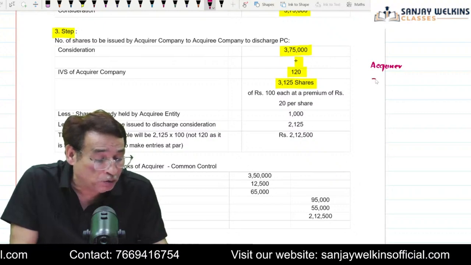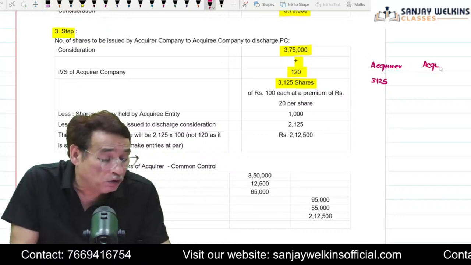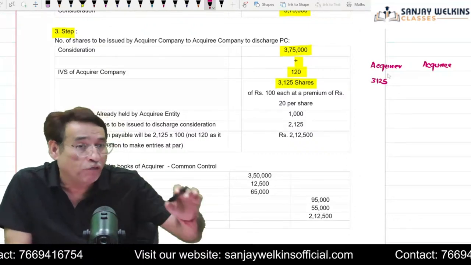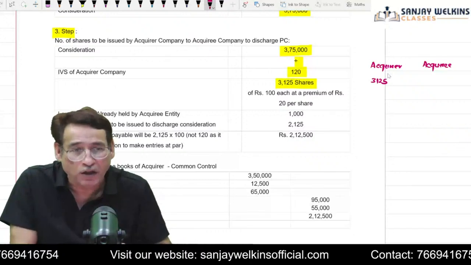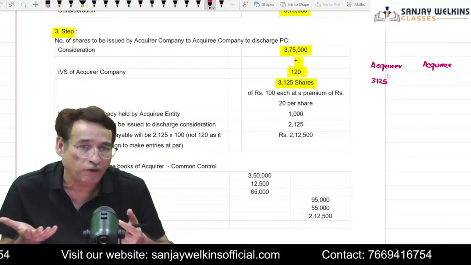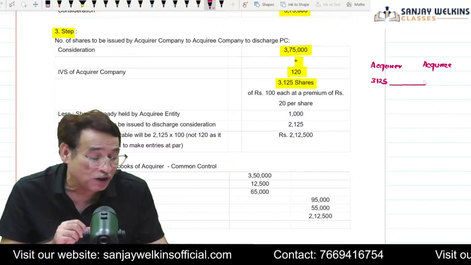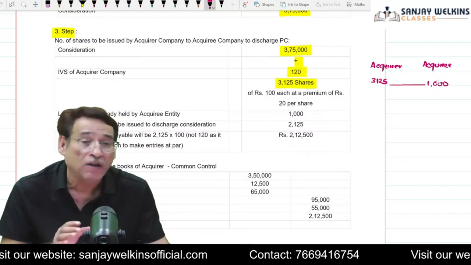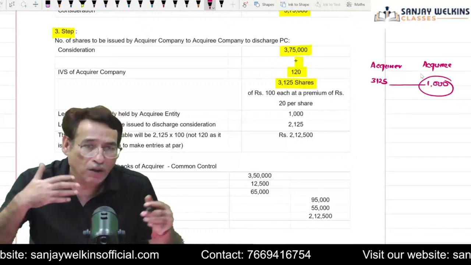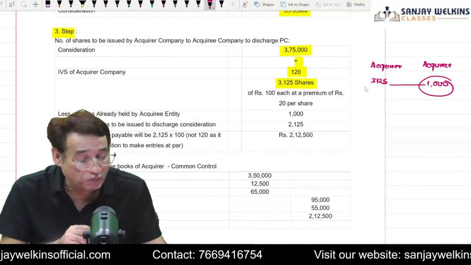The acquirer entity needs to issue 3,125 shares to the acquiree entity. But out of 3,125 shares which we are supposed to issue to the acquiree company, because we are taking over the acquiree company and all the shareholders of the acquiree company will become our shareholders after the takeover, no doubt about that. But the point is that out of 3,125 shares, 1,000 shares are already held by the acquiree entity. Because the acquiree company is already having 1,000 shares in our company. So now why should we actually issue them? The point is this. So that is why you will subtract 1,000 shares.